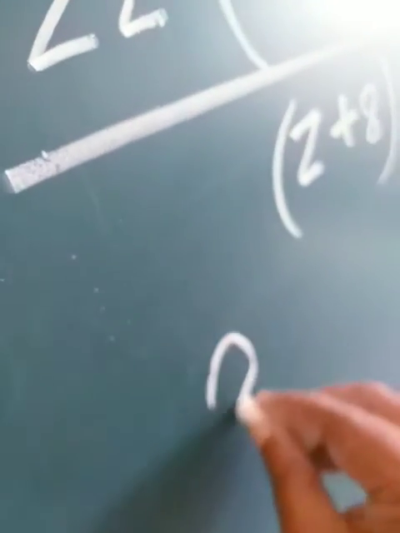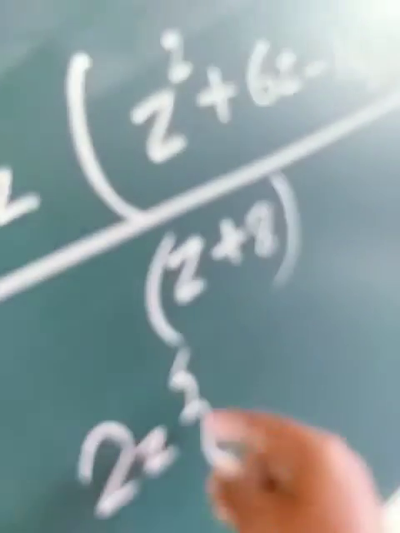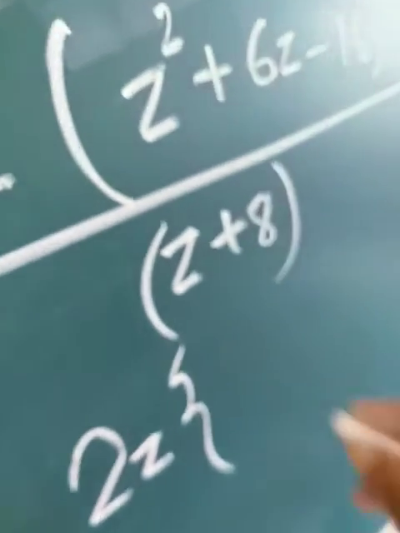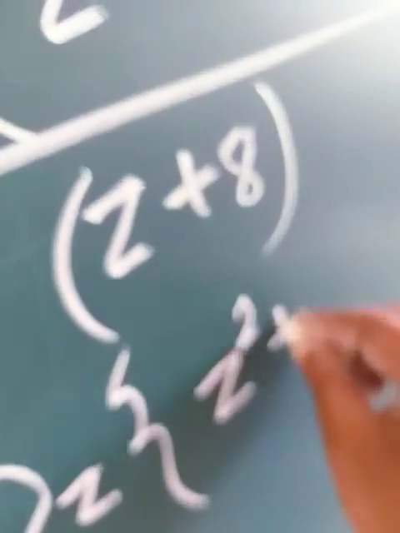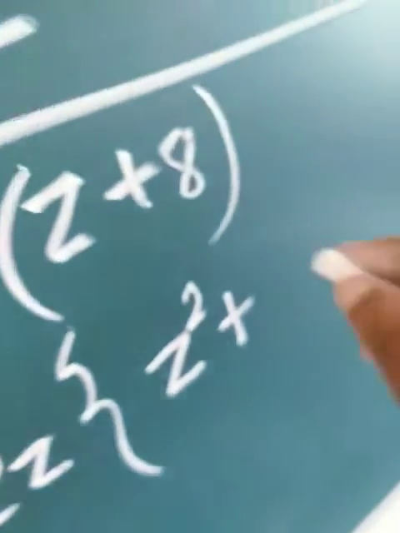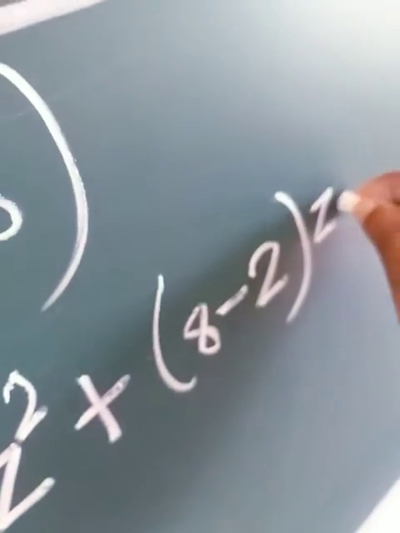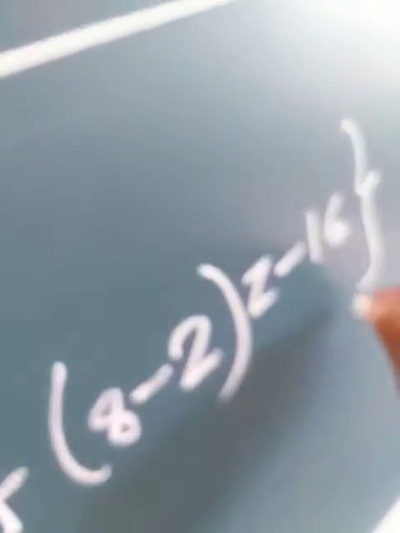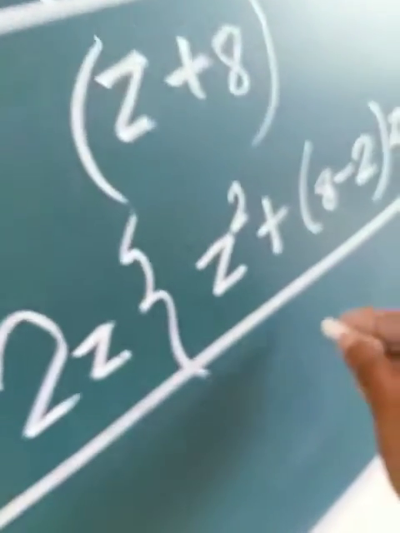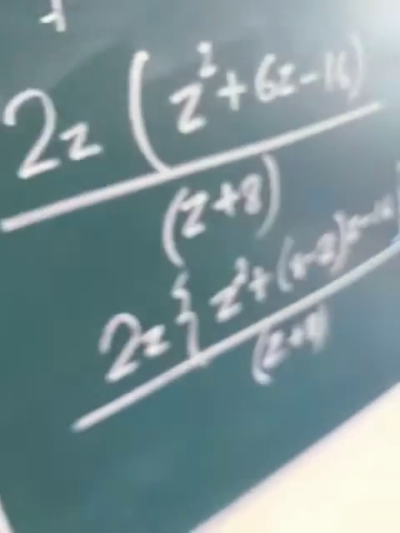So the first thing we'll write is 2z, give the curly bracket, because inside this curly bracket we'll again use the first bracket. So you have to show two different brackets. Always remember, don't use two same brackets. 6z. Now 6z will be shown as 8 minus 2, isn't it? 8 minus 2, z minus 16. Now close the curly bracket. What is the denominator given? z plus 8.